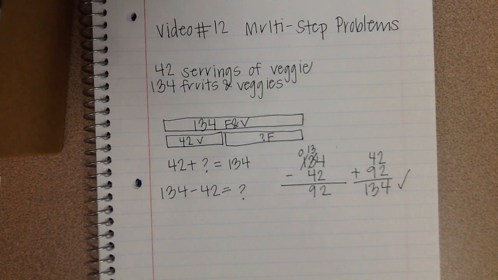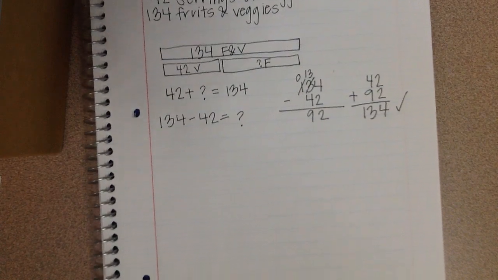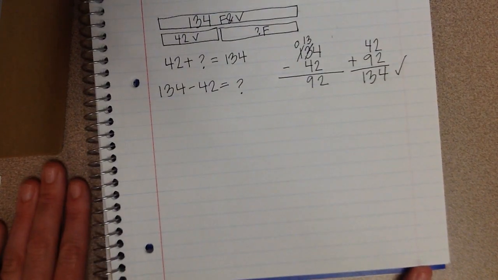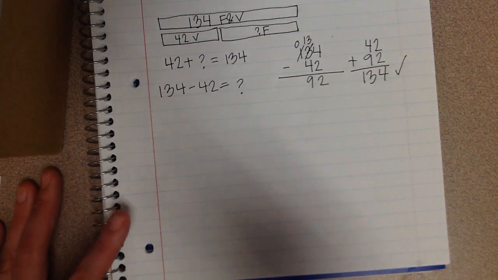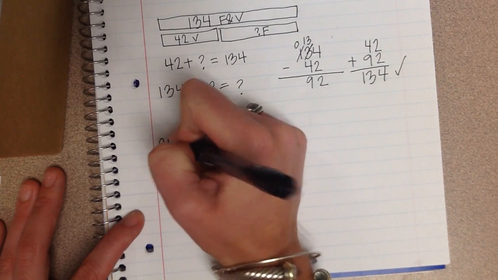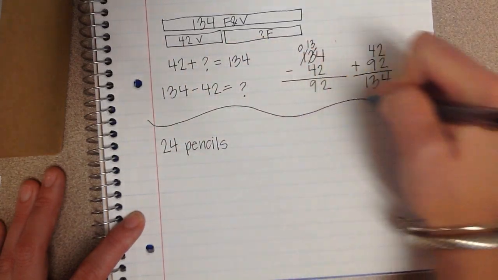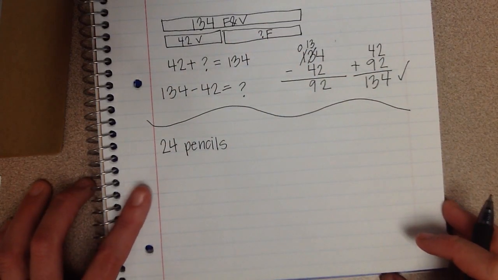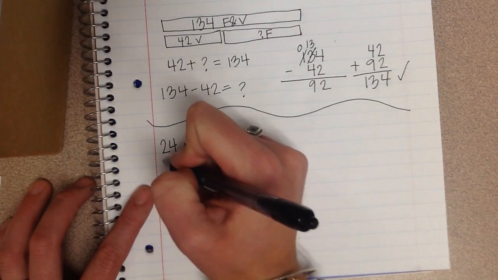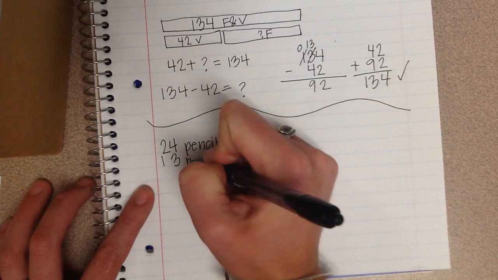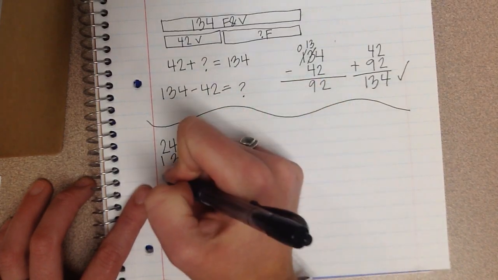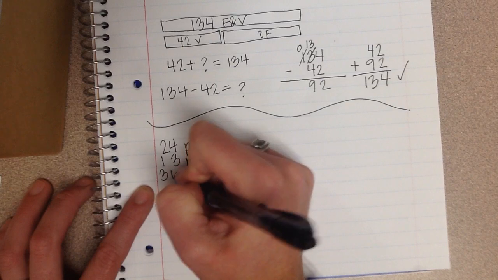Okay. The next problem we're going to do is, remember, you can pause this whenever you need to if I'm going too fast. We'll say Bob had 24 pencils. Remember, we're labeling everything so we don't get confused. Bob had 24 pencils. He had 13 pens. And he had 36 markers.